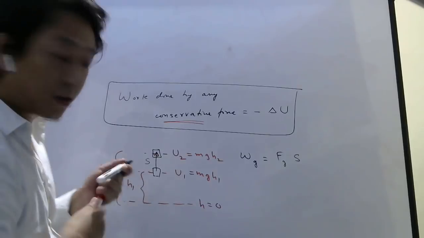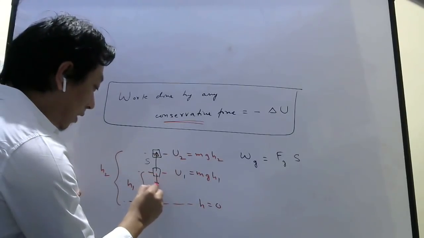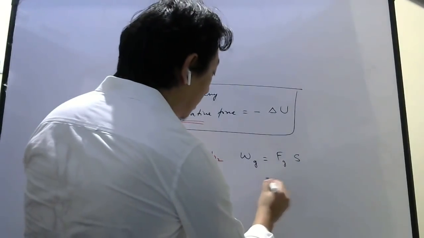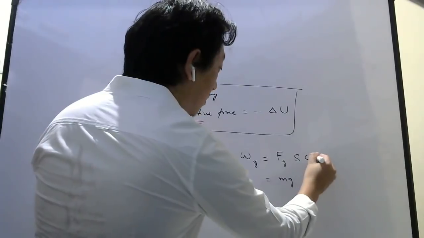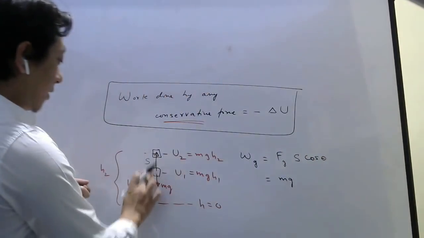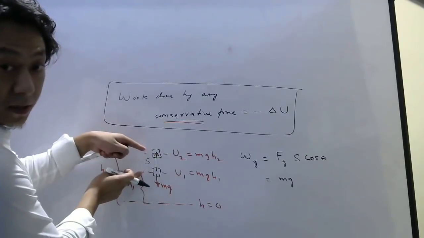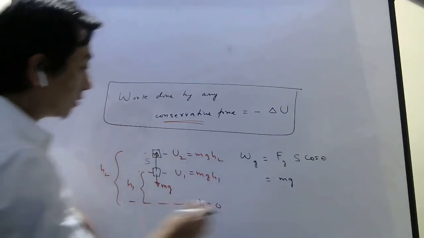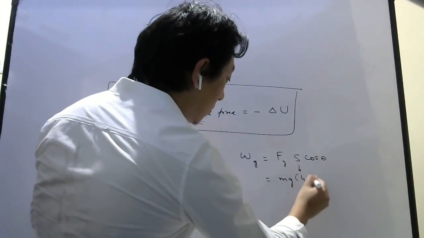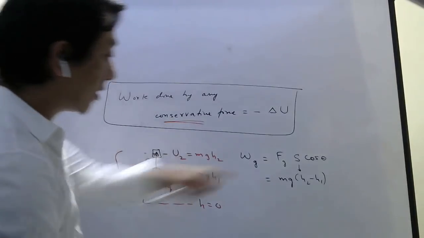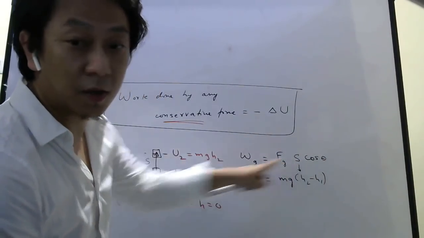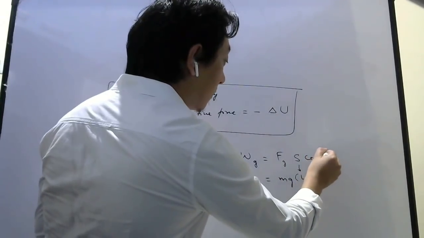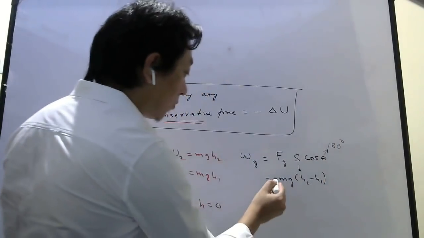Gravity acts in what direction? Force of gravity is mg, and it acts downwards. Correct? Okay. So work done by gravity is mg, and cos theta also is there. Displacement is upwards, and in terms of height, S can be written as h2 minus h1. And theta is the angle between force and displacement. Force of gravity is downwards, displacement is upwards, so the angle is 180. Since the angle is 180, cos of 180 is minus 1.